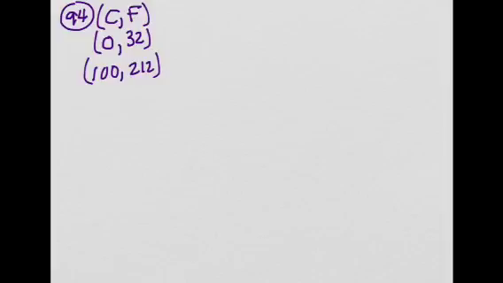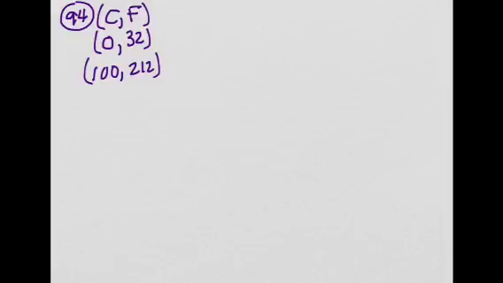Okay, for 94, they give you some information about at what temperature water freezes and boils in both Celsius and Fahrenheit. You need to find an equation of the line that shows the relationship between them in degrees Celsius and degrees Fahrenheit. So let's start off by having C be the input and F be the output value. C for Celsius, F for Fahrenheit.